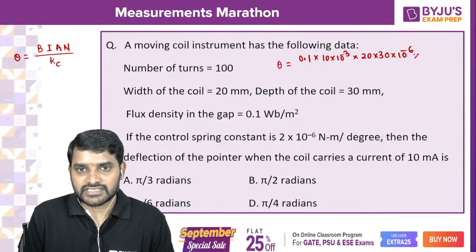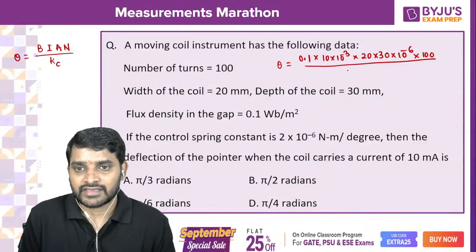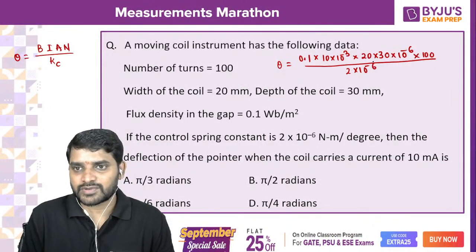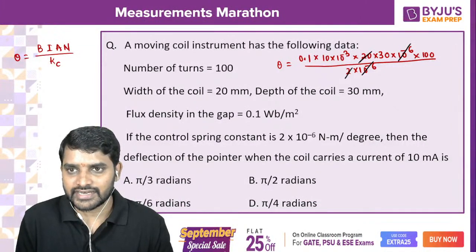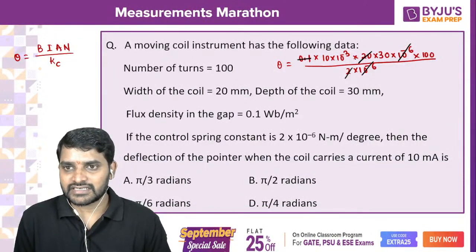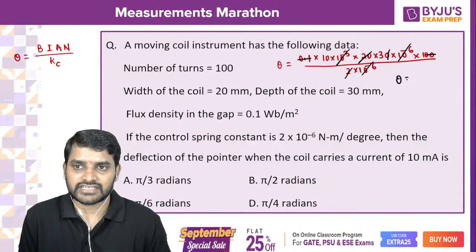Now number of turns are 100. So divide with the spring constant. What is the spring constant? 2 micronewton meters per degree. So 2 into 10 to the power of minus 6. So if I cancel, of course, this denominator 10 to the power of minus 6 and 10 to the power of minus 6 gets cancelled. Of course, this 2 also we can cancel out, and this 0.1 into 10 will be 1. So the rest we are left with 3, and this is 10 to the power of minus 3 and 3 zeros. So 30 degrees. I am getting theta equal to 30 degrees.